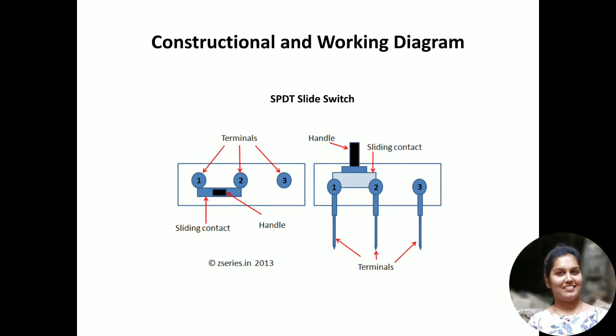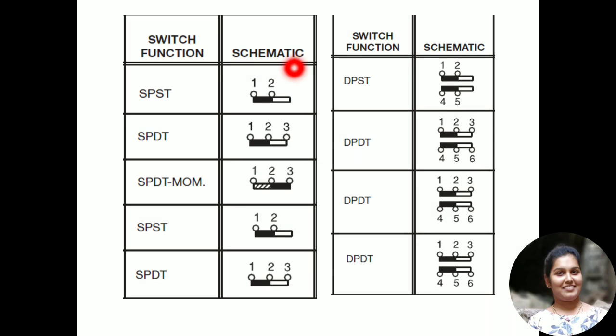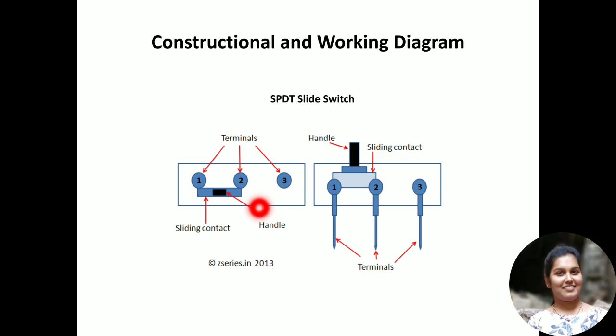And coming to the constructional details, I have shown you an SPDT slider switch on the screen. For an SPDT slider switch, previously we have seen that it will have 3 terminals. So here also I have shown 3 terminals and there is a sliding contact. Here we have a handle, the black one, and the square box I am showing is nothing but the sliding contact, and we have 3 terminals, given as 1, 2 and 3.